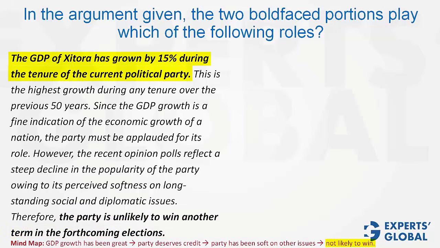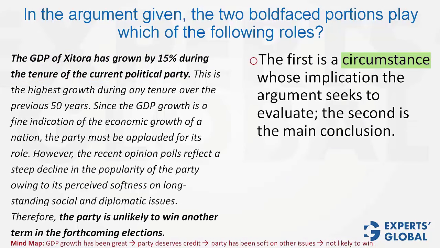Let's connect the first bold part with the conclusion. So, come to think of it, it is an event that has happened. And now the author is trying to evaluate the implications of this event. And in the process of doing that, the author ends up comparing the performance of the government in other areas and ends up concluding that the party is unlikely to win. So this is the connection, friends. Let's look at the answer choices.